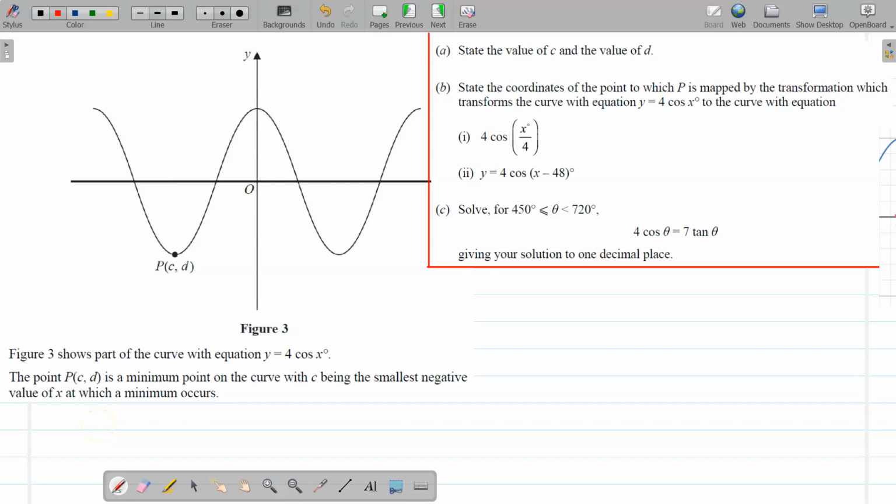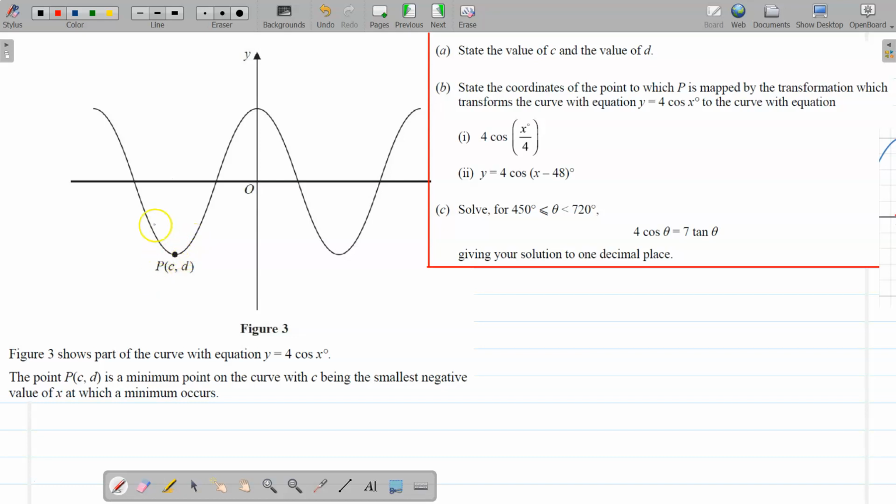Welcome to the Year 12 PPE question 9 about the cosine graph. In particular, we have the function y equals 4 cos x, and it's sketched for us here. We've got to answer a few questions about this point P here.